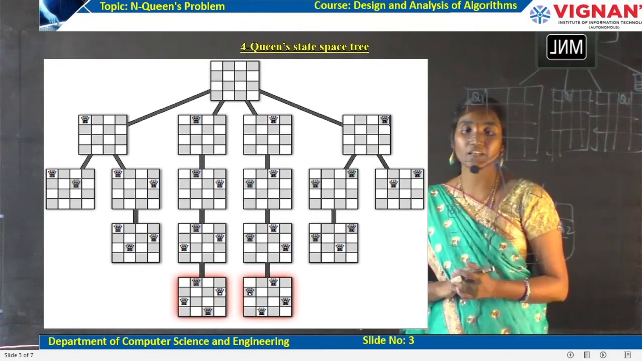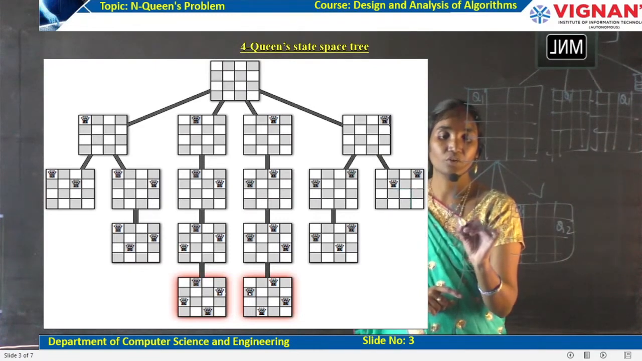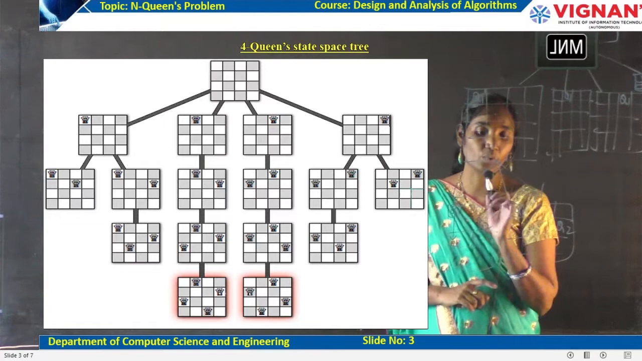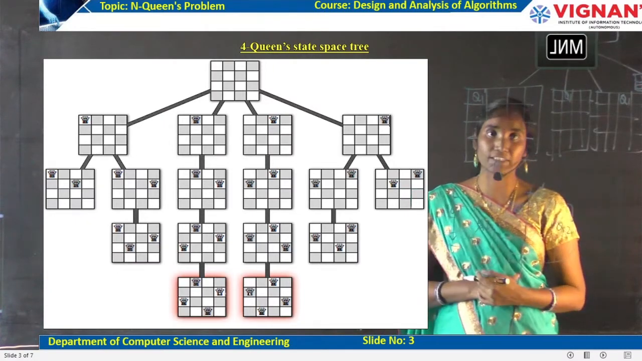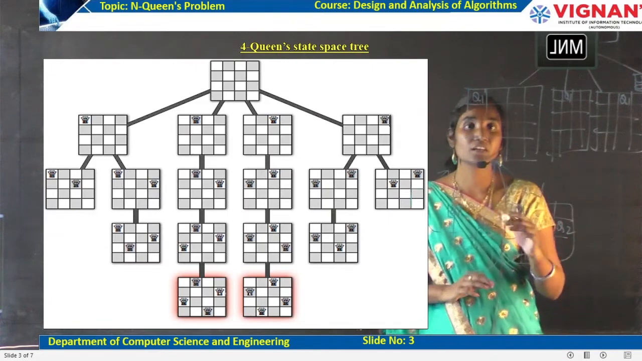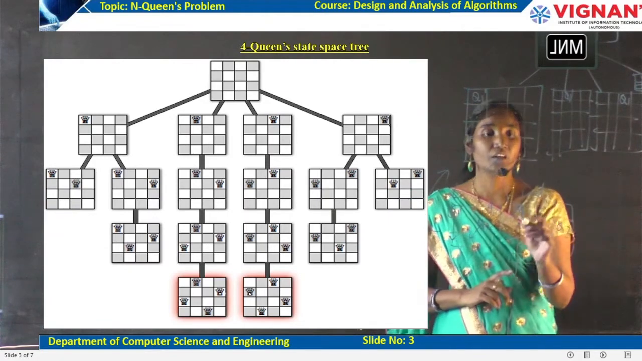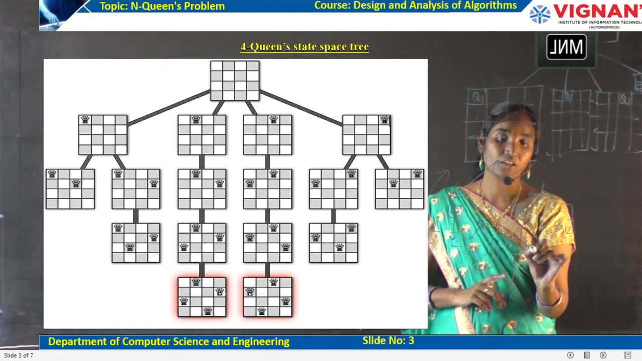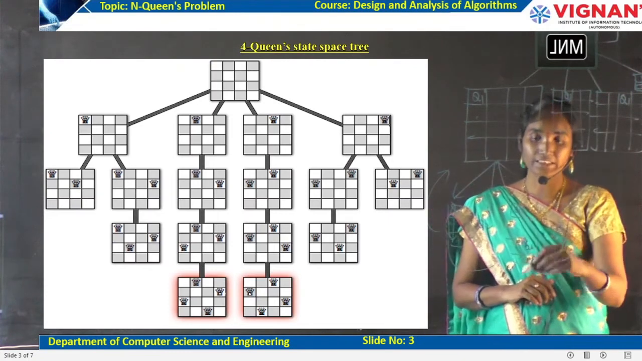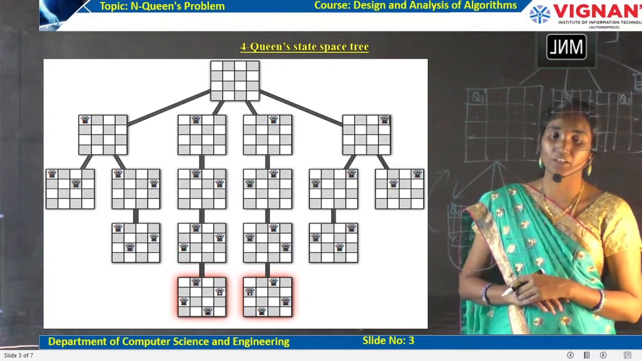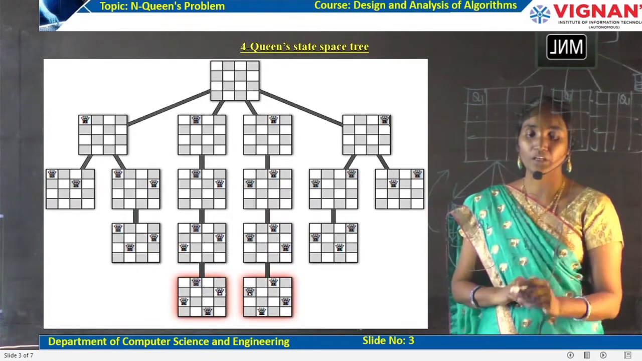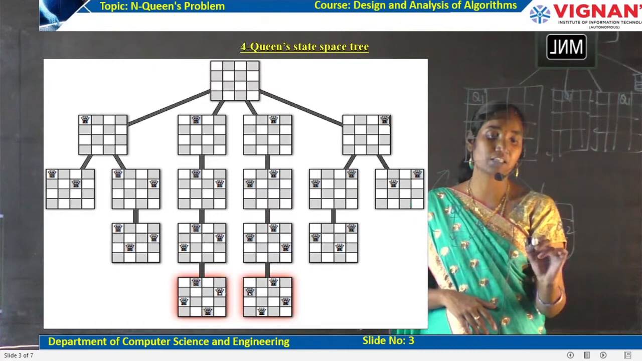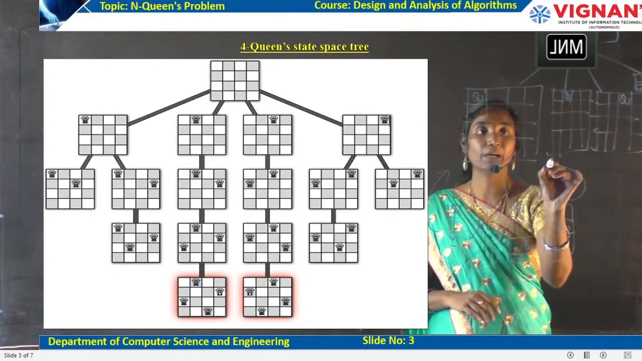For the next iteration, can I place q3 here? No, because row wise it is attacking. Here no, q2 is attacking, here also no. So I cannot expand this, so simply backtrack and change the path. Now coming to the other option, can I place q3 here? No. Here yes, I can place it in the next level. Whereas here no, even here I cannot place. Now coming to q4, here no, here no, because diagonally attacking, here also no, so here also backtrack and change the path.